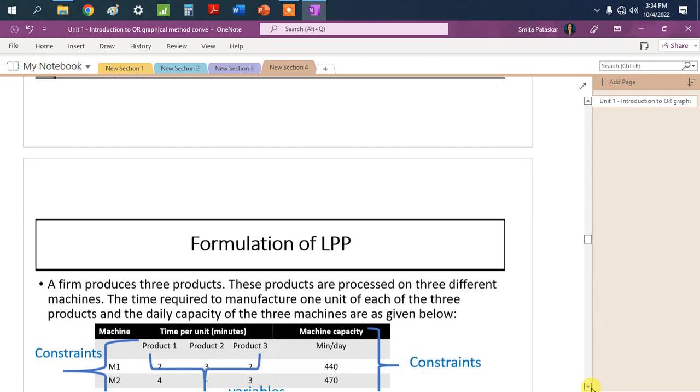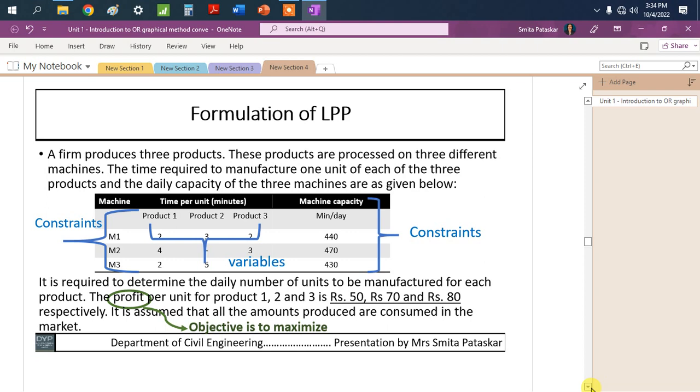Now let us see what the constraint equations and the objective function are. Here it is given that the profit per unit of the product is 50, 70 and 80. So it is very obvious that we have to maximize the profit. Here we will be going for the maximization problem. We have got the profit per unit for the products 1, 2 and 3.